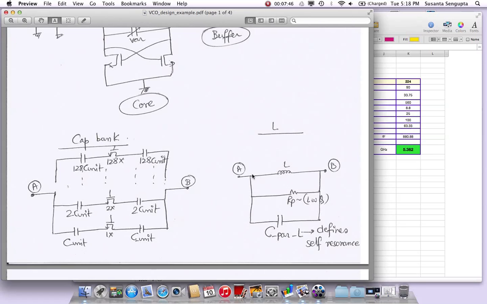Then comes the inductor. The inductor in this case, if it's L, is going to have some losses based on its finite Q, which we can model as RP, which is roughly equal to L times omega times Q.